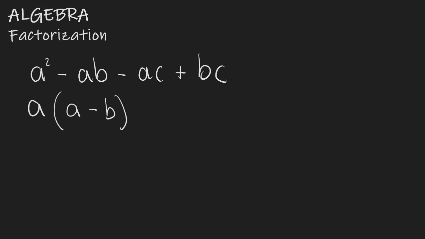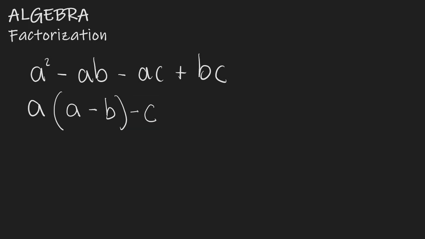I now move to the second pair, which is negative ac plus bc. The coefficients in this pair is also 1, and the highest common factor of 1 is 1. 1 is implied, so we don't need to put it down. So I now find the highest common factor amongst the algebraic variables, which is ac and bc. The highest common factor of ac and bc is c. I will be factorizing negative c, and you will see why shortly.